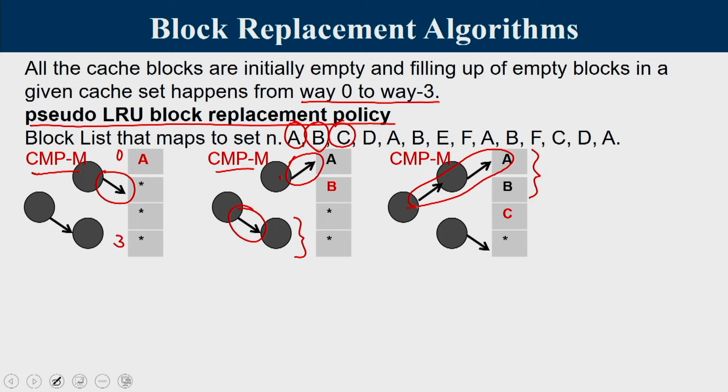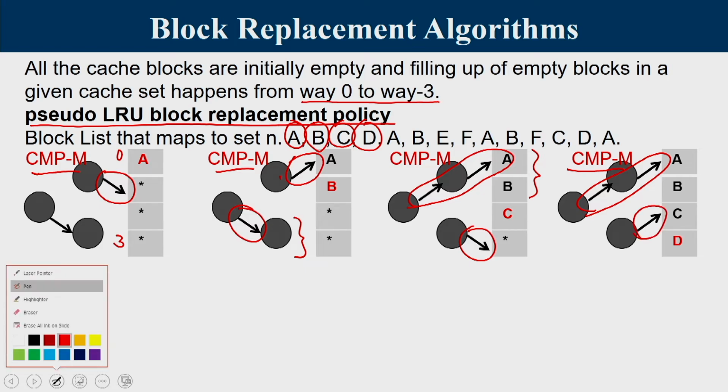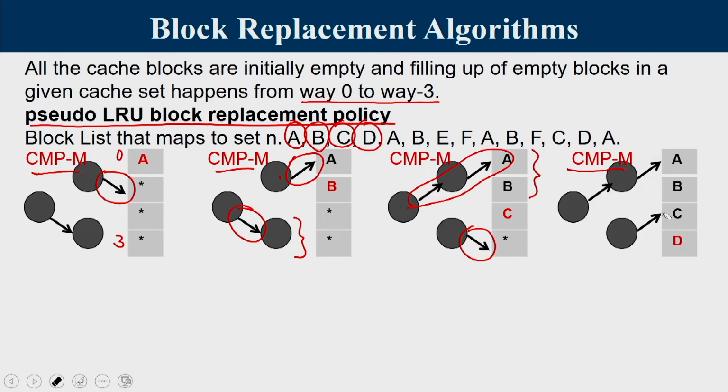Let us continue further. The next block we have is D. To bring D, that is again one more compulsory miss because we have space and D is accessed for the very first time. So, A, B, C, D. Way 3 is being filled. Once you fill up 3, this portion is untouched, so it is the same as what was there previously, and this was initially pointing to way 3, now it points to way 2. So, after accessing D, we have this as the position of the pseudo LRU tree.